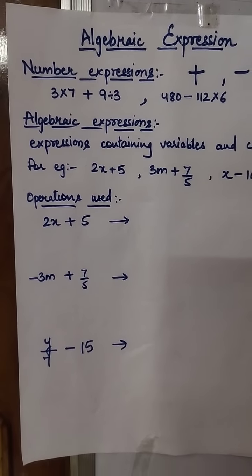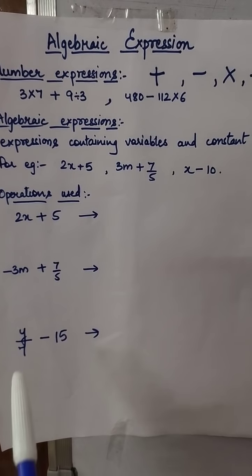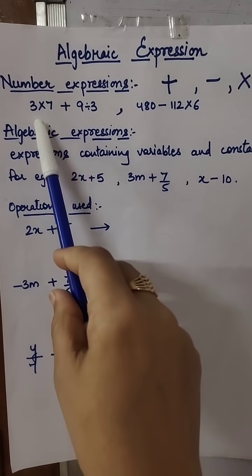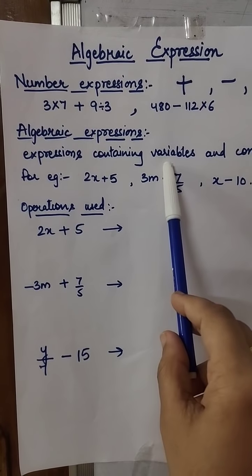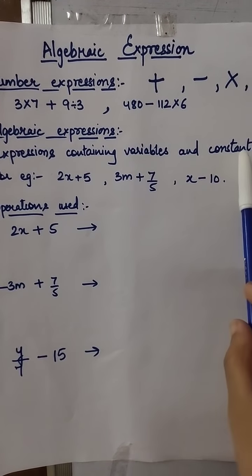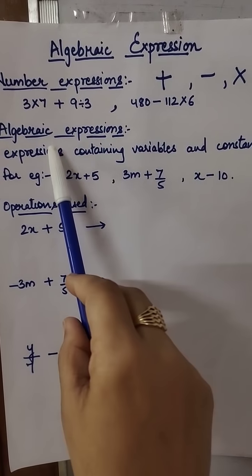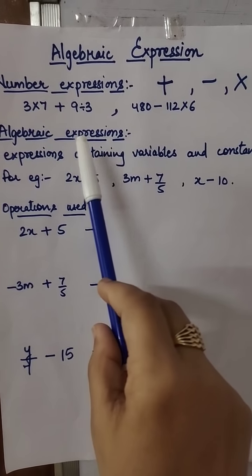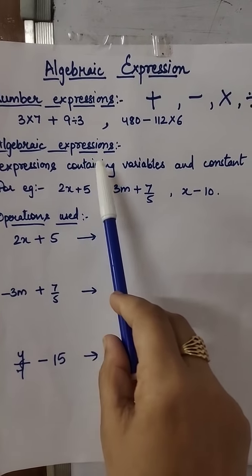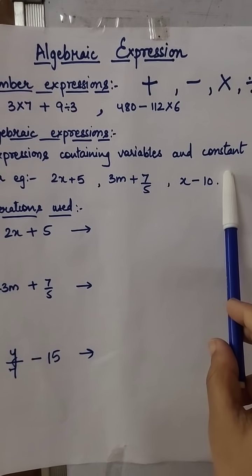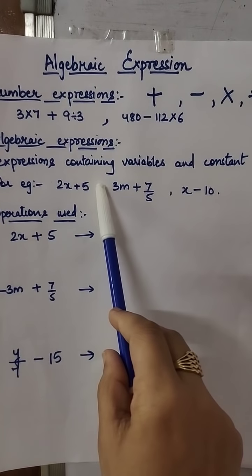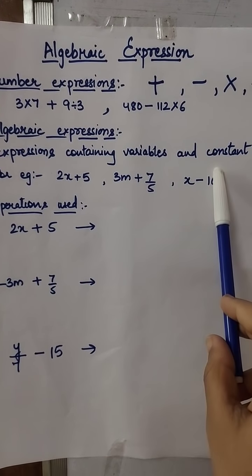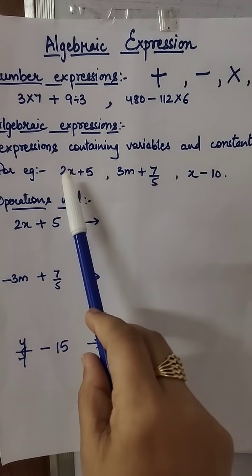Now, what are algebraic expressions? In algebraic expressions, obviously when we use this word algebra, then what should we use? We should use variables and constants. So in an algebraic expression, we write it as a combination of variables and constants. So an algebraic expression contains variables and constants. So let's see a few examples.